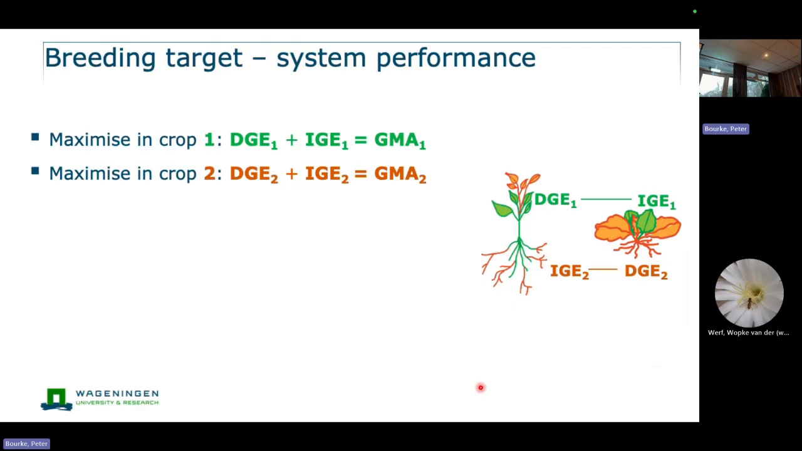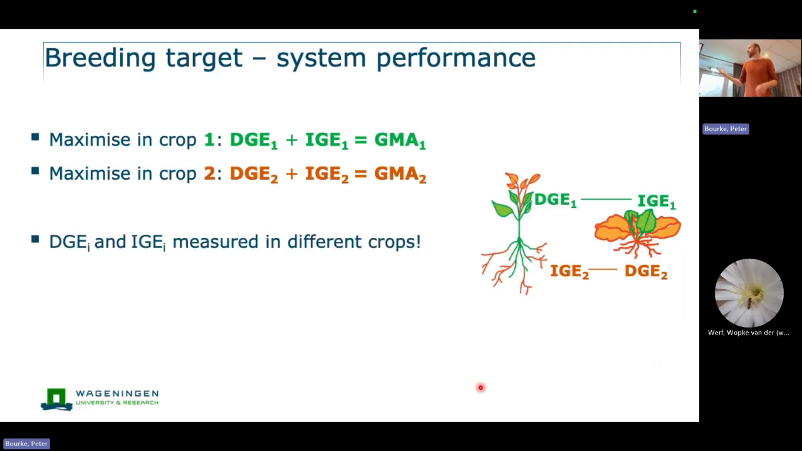So we'd like to, in crop one, maximize, presuming that these things are things that we want to increase, for instance, biomass or yield. But then we would like to maximize in crop one, this direct and indirect genetic effect, and also in crop two, the same. And we can call these general mixing abilities for both of those two species. But they're measured in different crops.